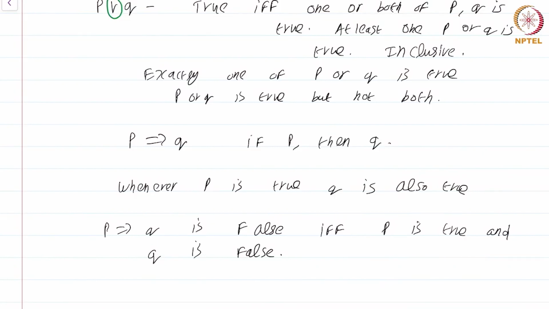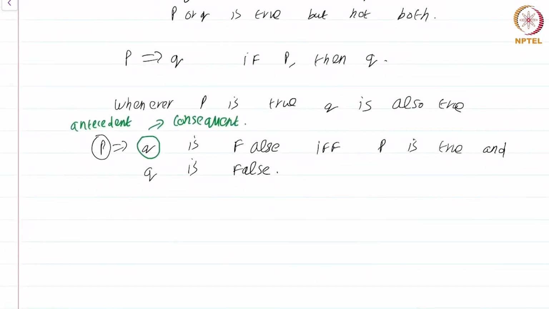So the statement P is also called the antecedent, whereas the statement Q is called the consequent. There are several ways to read this: Q follows from P, if P then Q, P implies Q. Now, you might ask, what will happen if P is false? If P is false, P implies Q is true.